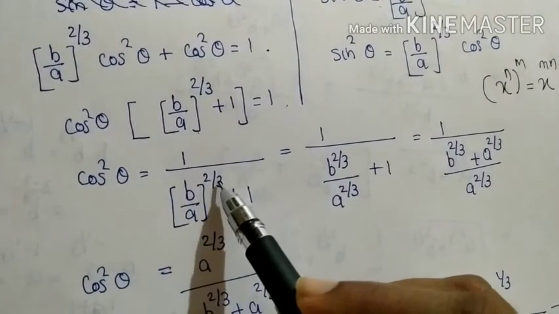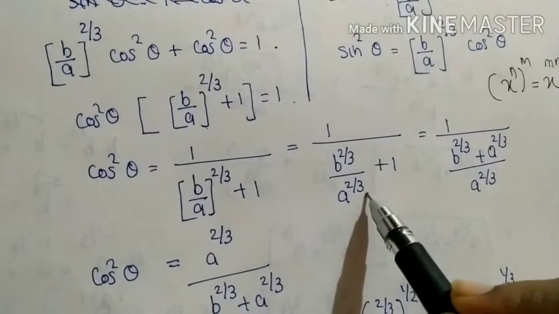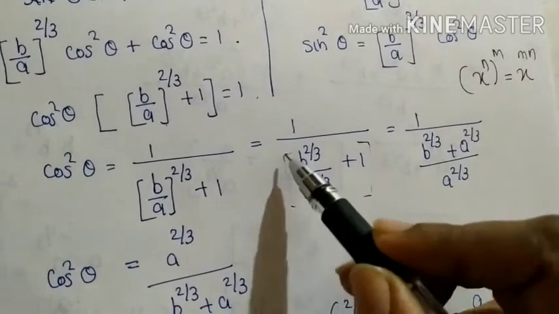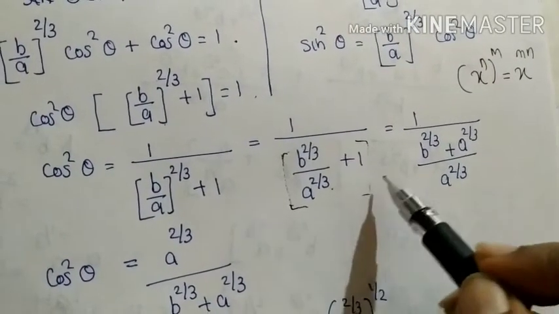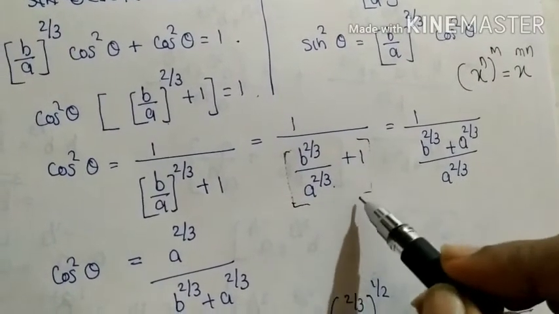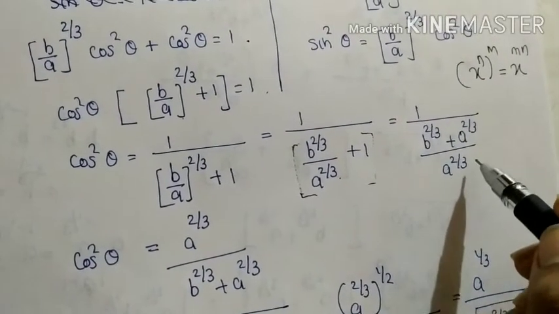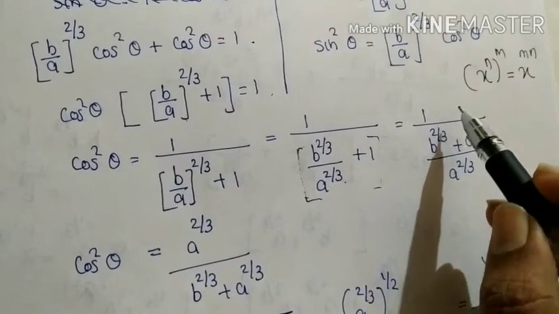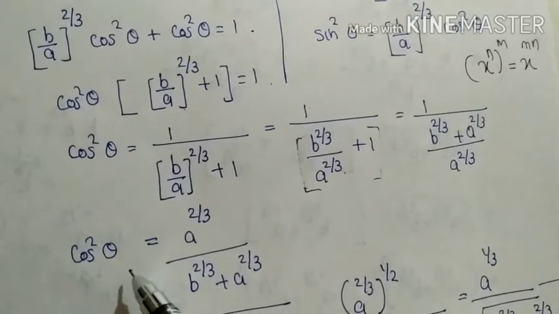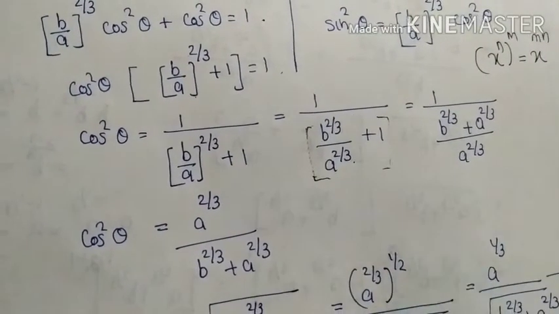Next I am going to take this power inside the bracket, it will become b raised to 2 by 3 by a raised to 2 by 3. Okay, then here after cross multiplication on the denominator, it will become (b raised to 2 by 3 plus a raised to 2 by 3) by a raised to 2 by 3. Okay, and this a raised to 2 by 3 comes to the numerator, and we get cos square theta as a raised to 2 by 3 by (b raised to 2 by 3 plus a raised to 2 by 3).